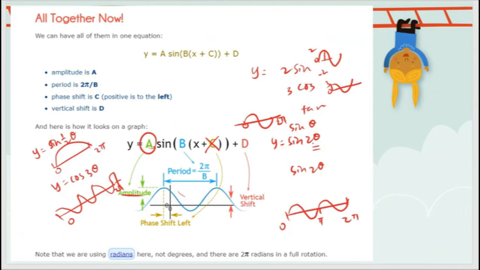Then the last one, I mean the vertical shift. For example, plus 1, so your graph will move up 1. Minus 1, then your graph will move down 1. For example, y equals sine theta plus 1. The normal graph is like this, right? 0, 1, negative 1. So plus 1 means the whole graph will move up 1. So 1 will become 2, 0 will become 1, negative 1 becomes 0. So the new graph will be like this. It will move up 1. Then if negative 1, it means move down. Vertical shift.